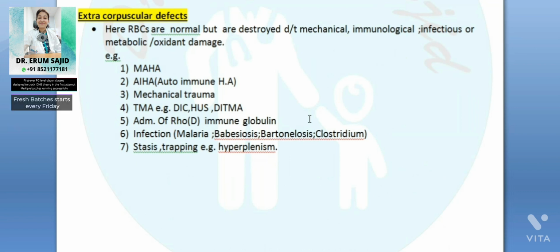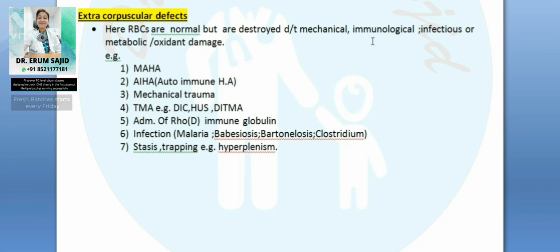And then you have the extracorpuscular defects. That means there's nothing wrong with the RBC. It's absolutely fine. It's as resilient as it can be, but the outward effects are so pronounced. It could be mechanical, like in case of aortic stenosis or prosthetic valves, where there is a lot of shearing damage.